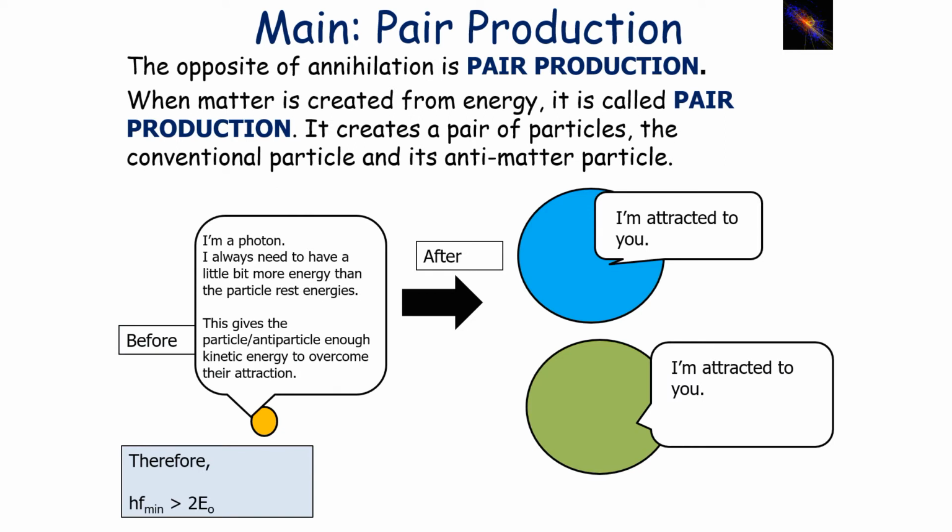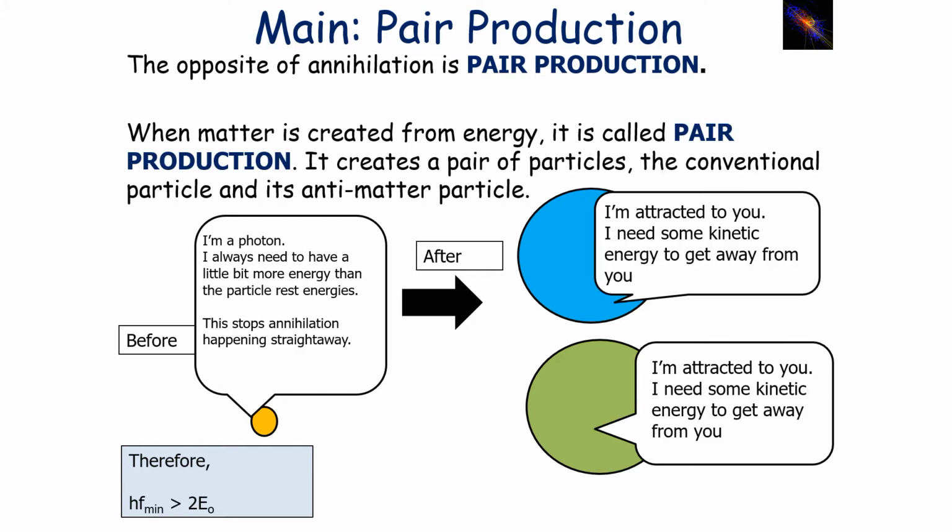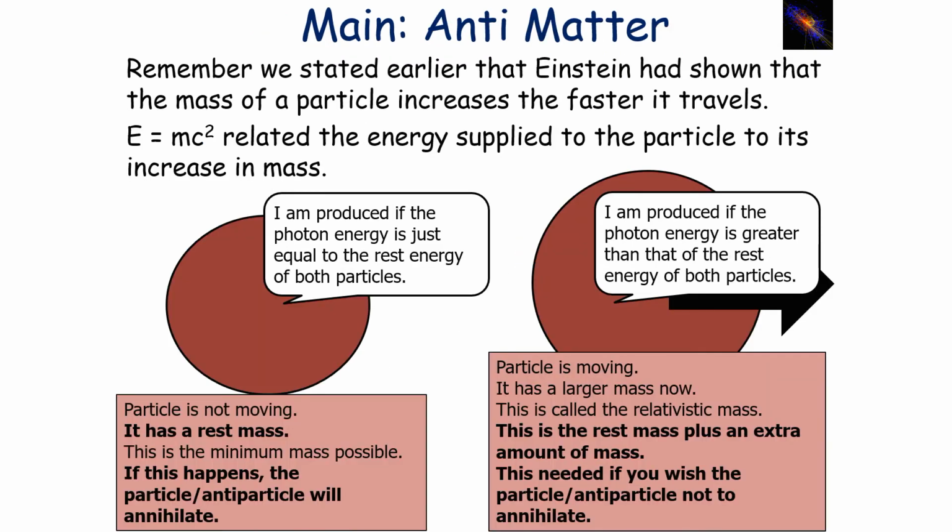Now it's important to note that the photon will always need a little bit more energy than the minimum, because this gives the particle and antiparticle enough kinetic energy to overcome their attraction to each other and not just annihilate themselves as well. So that's very, very important. That's actually slightly bigger than the minimum energy required. If the particles just have their rest mass, the particle-antiparticle will annihilate, but if you give them a little bit more, they'll have enough kinetic energy to get away from each other.